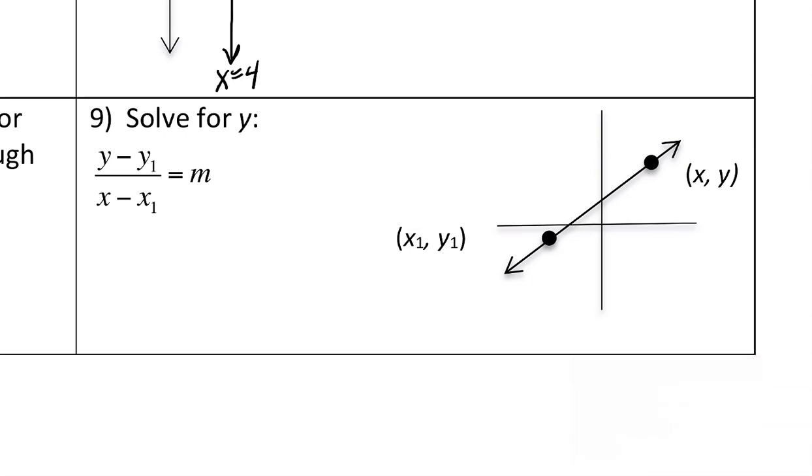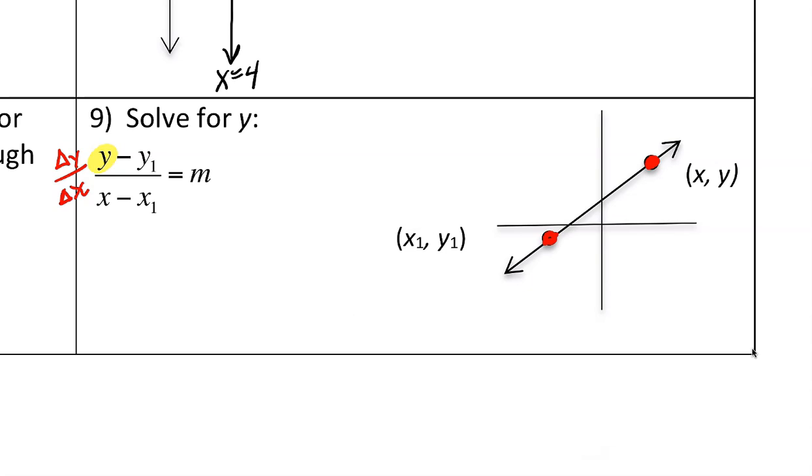It says, solve for y in this equation. We have two points. We have a point x comma y here, and a point x1 comma y1 right here. And we know that the slope is the change in y's, that would be the top, over the change in x's. We're asked to solve for y, so let me highlight that. To be able to solve for y, we need to isolate y.